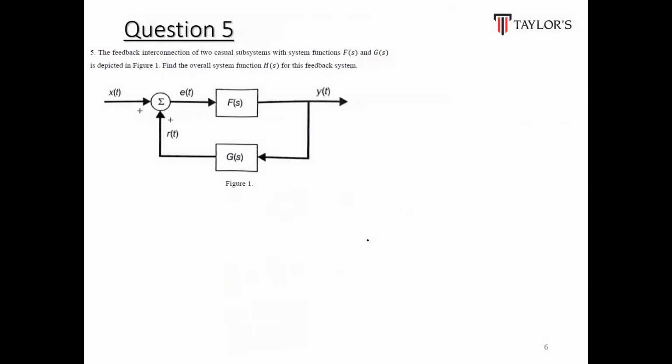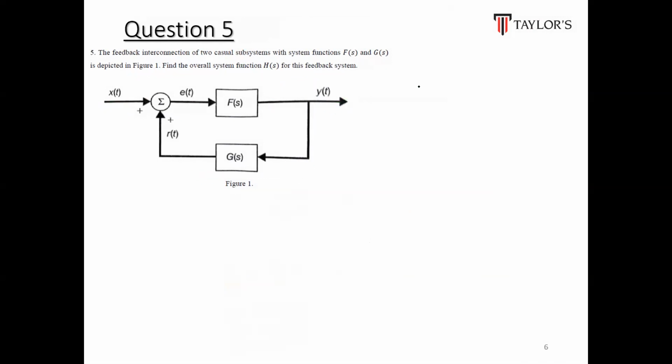So the last question, oh, this one I think we did in the class. Find the overall transfer function H(s), meaning that I want you to find one transfer function that looks like this. Input is x(t) and output is y(t). So how do we do it?